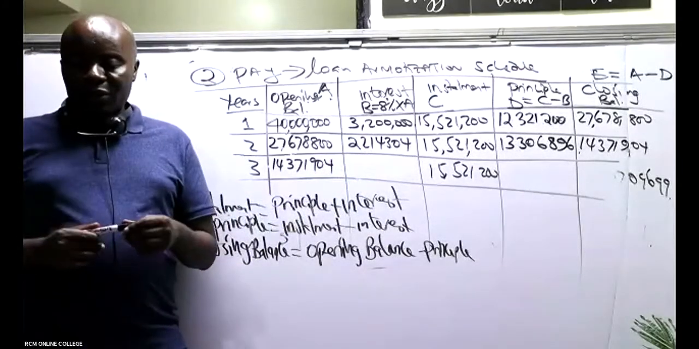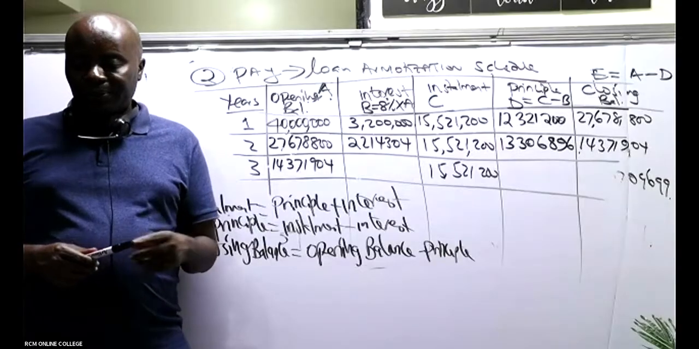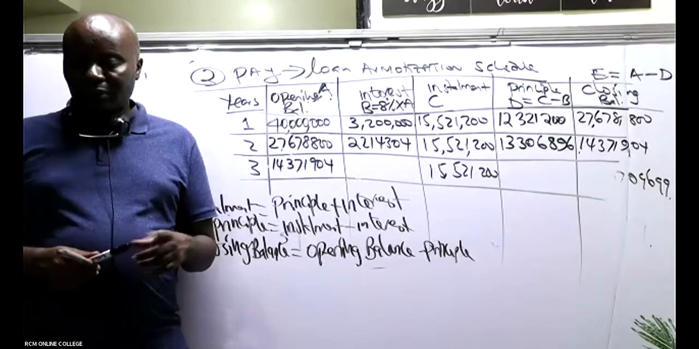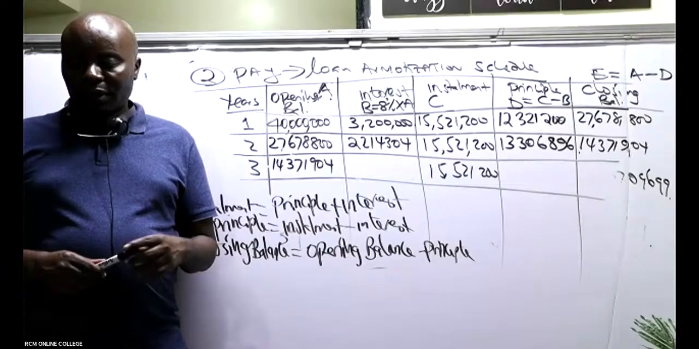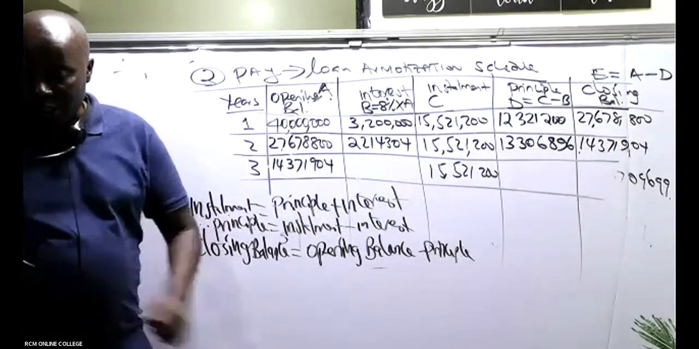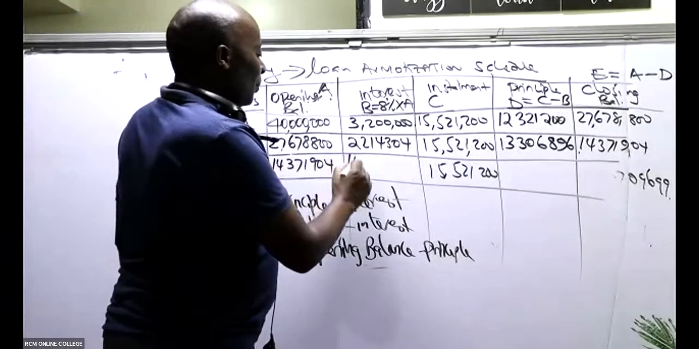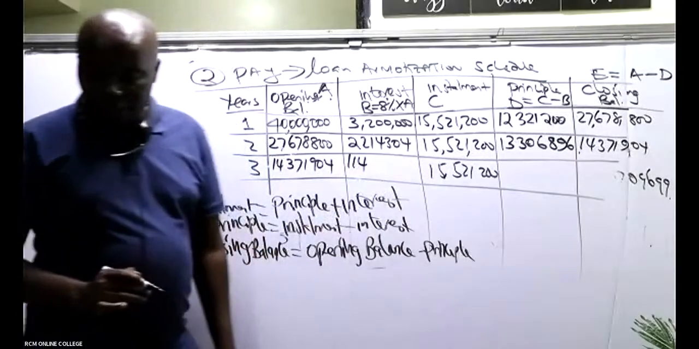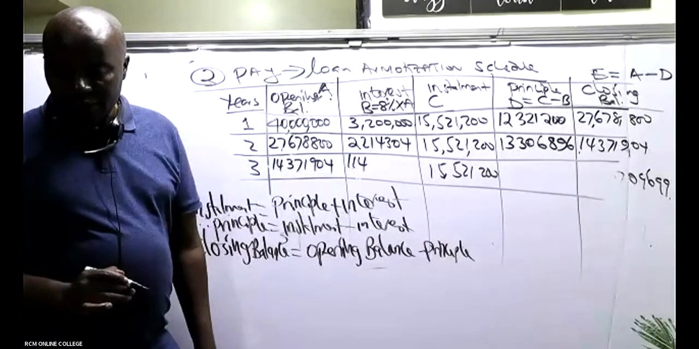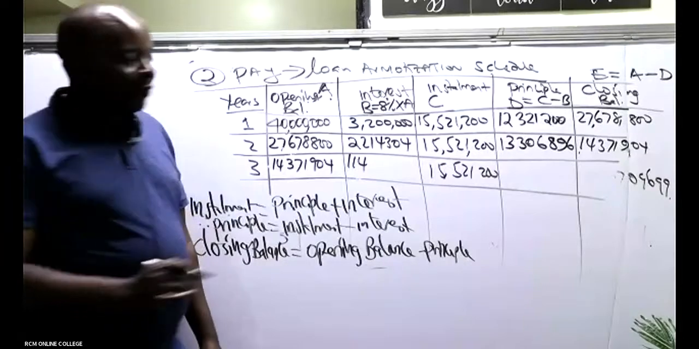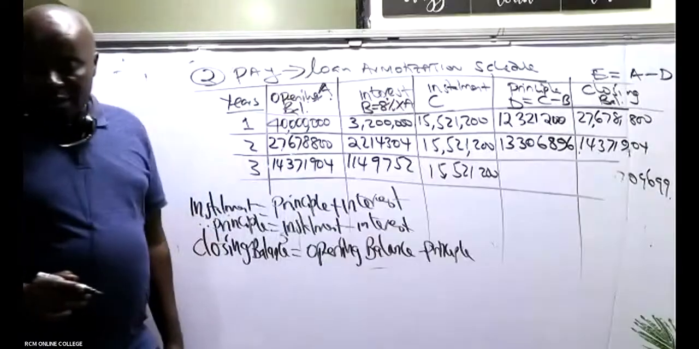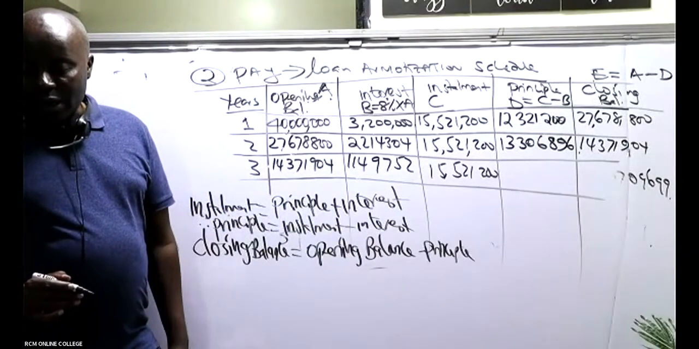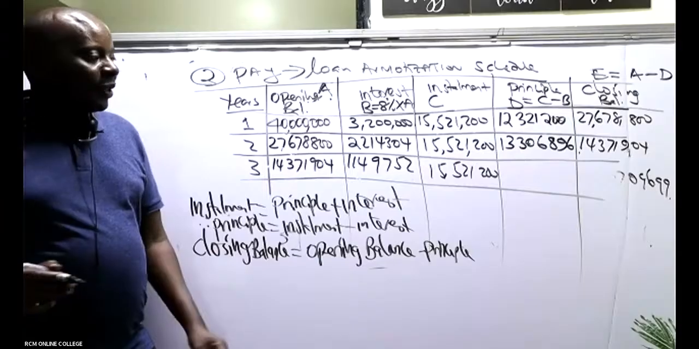Are you able to give me the interest for year number 3 as we finish? So we have here 1,149,752 point something, right?